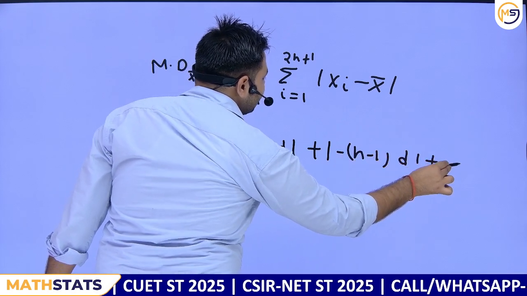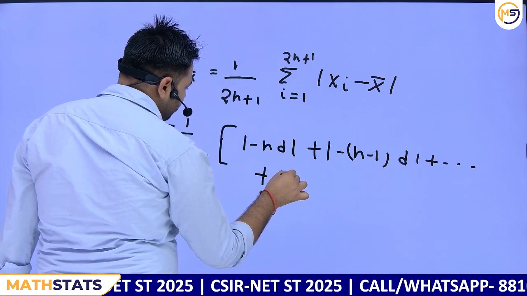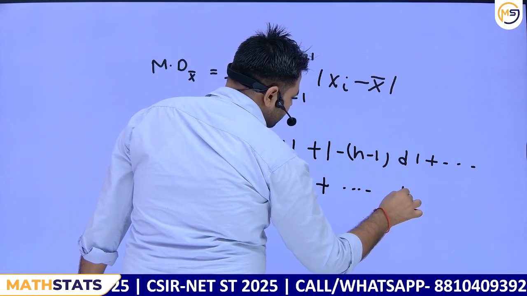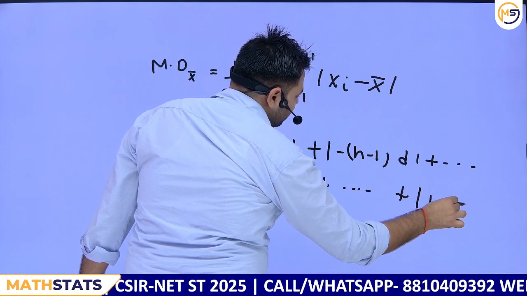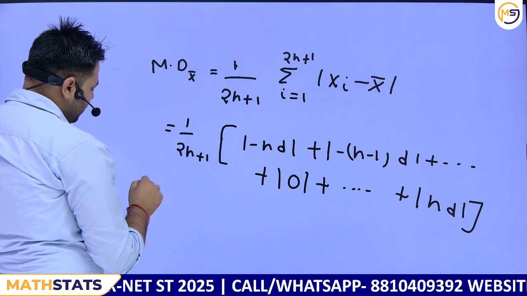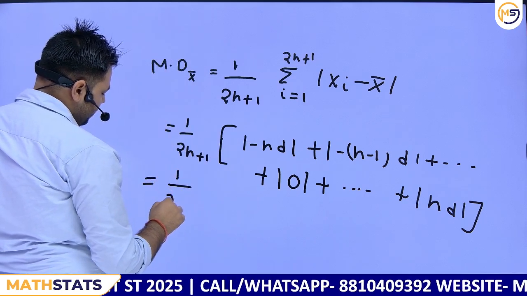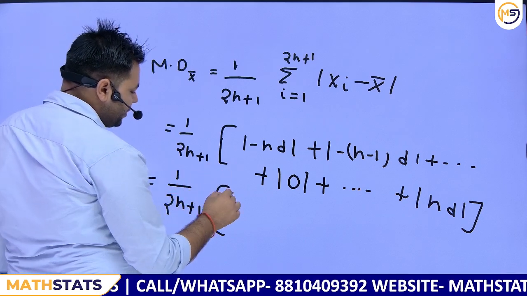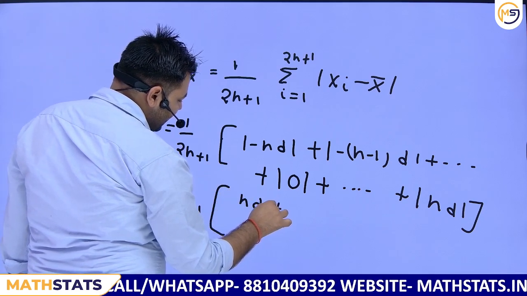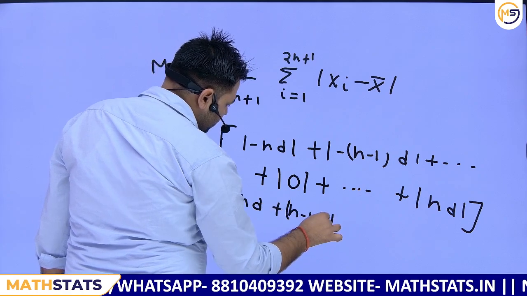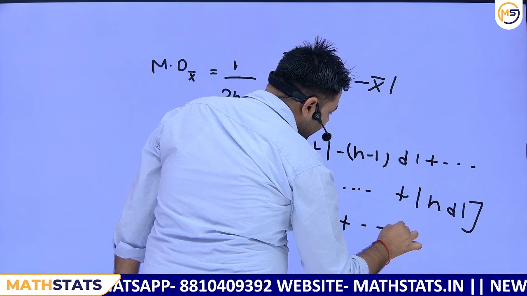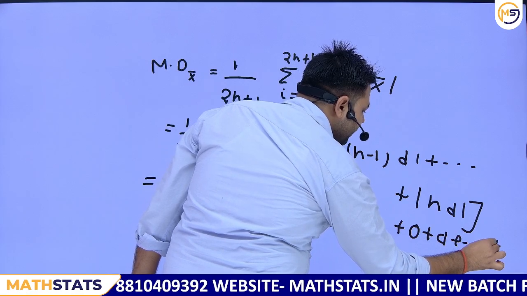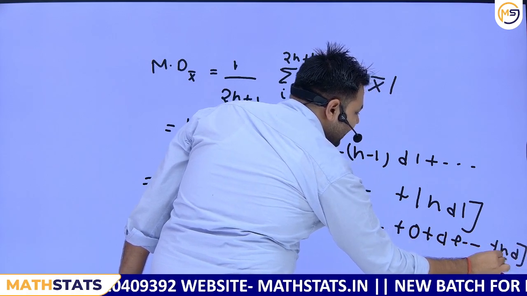And in a similar way this series goes, and here one value is d, here one value is 0, so mod of 0, plus similarly this goes to n into d mod. So you will get 1 by 2n+1. If I take the mod of any negative value, it is positive. So this is nd plus (n-1) into d plus so on. And here one term is 0, and then it starts from d and so on, going to nd, n into d, right?